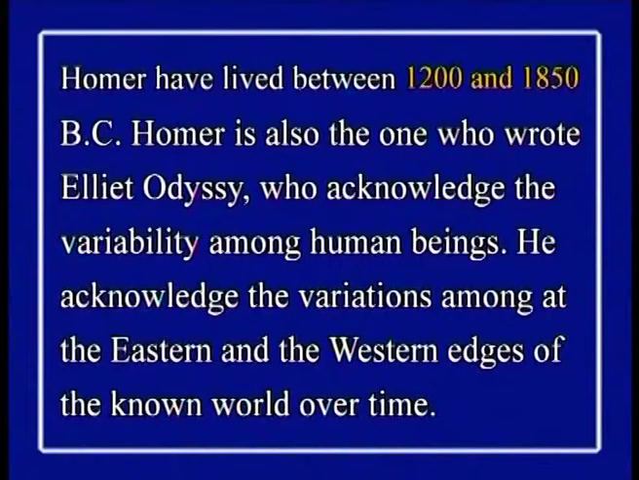If we can look at one or two examples of early racial classifications, the one that comes to our mind is the one given by Homer. Homer, who lived between 1200 and 850 BC, is also the one who wrote the Iliad and the Odyssey, who acknowledged the variability among human beings. He acknowledged the variations among the people at the eastern and western edges of the known world at that time.